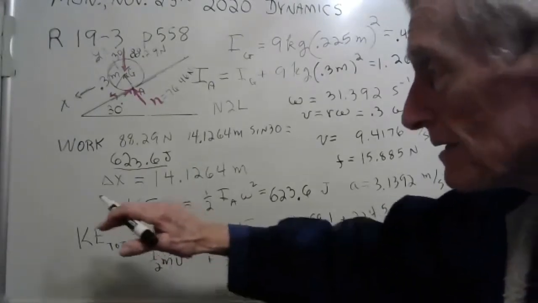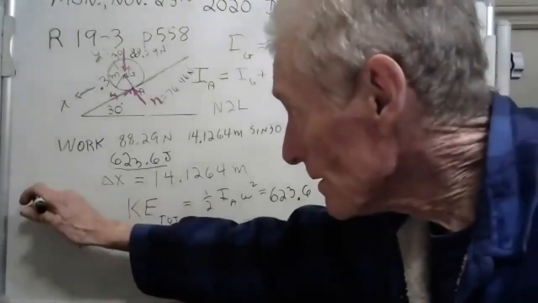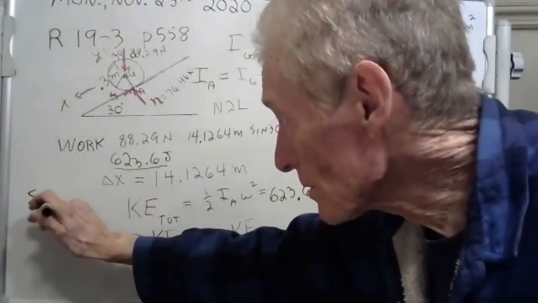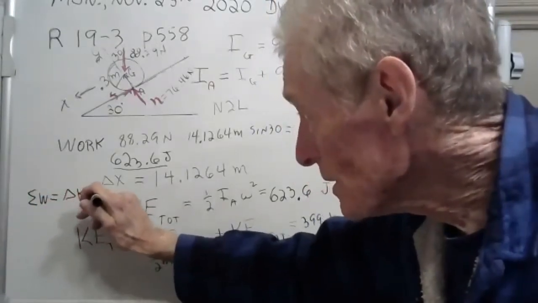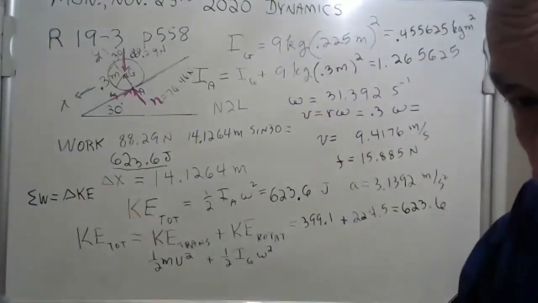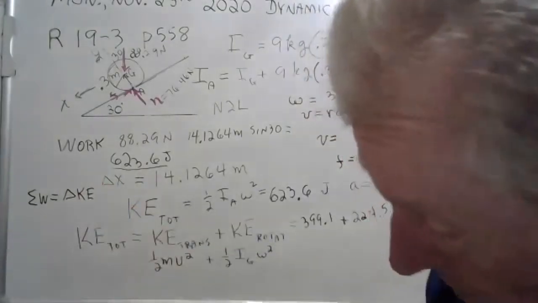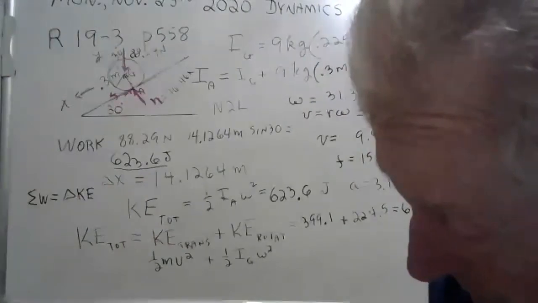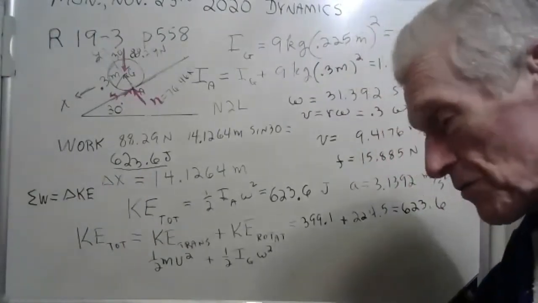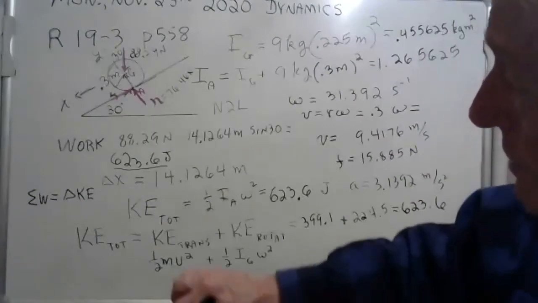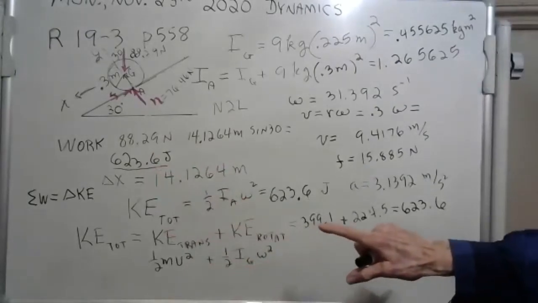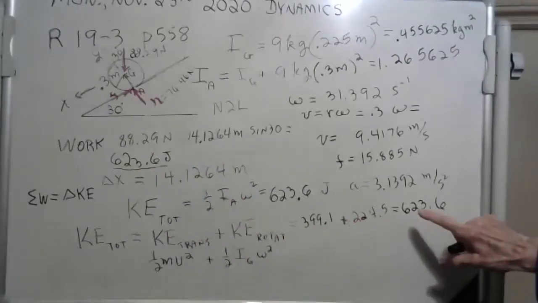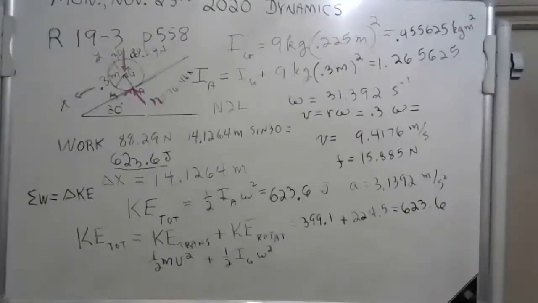Look here. The sum of all the works done on a body is equal to the change in the kinetic energy of the body. We got a name for that. Ashley, what's the name of that equation? Work energy theorem. That's it. And look, it worked here. The total work was 623.6. The total kinetic energy was 623.6. How about that? That worked pretty good.